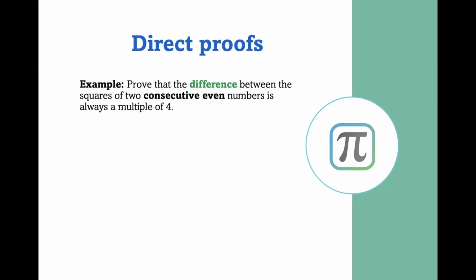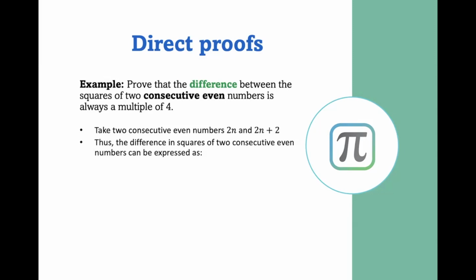So here, we're asked to prove that the difference between the squares of two consecutive even numbers is always a multiple of 4. As before, perhaps the most difficult part of the proof is where to start, and here it's defining two consecutive even numbers. Well, we know that an even number we always write as 2n, and if we want two consecutive even numbers, we need 2n and 2n plus 2. We wouldn't, of course, have 2n plus 1 because that would be the odd number in between.